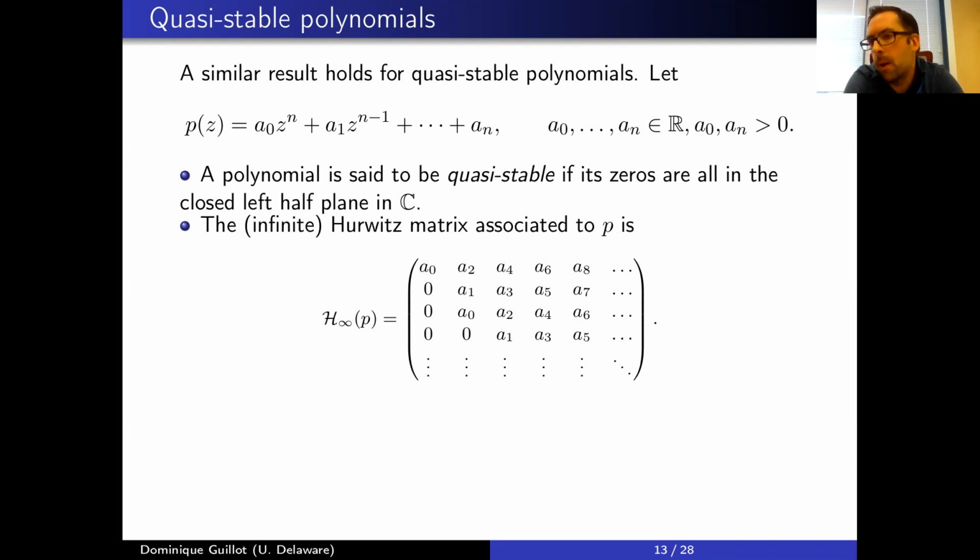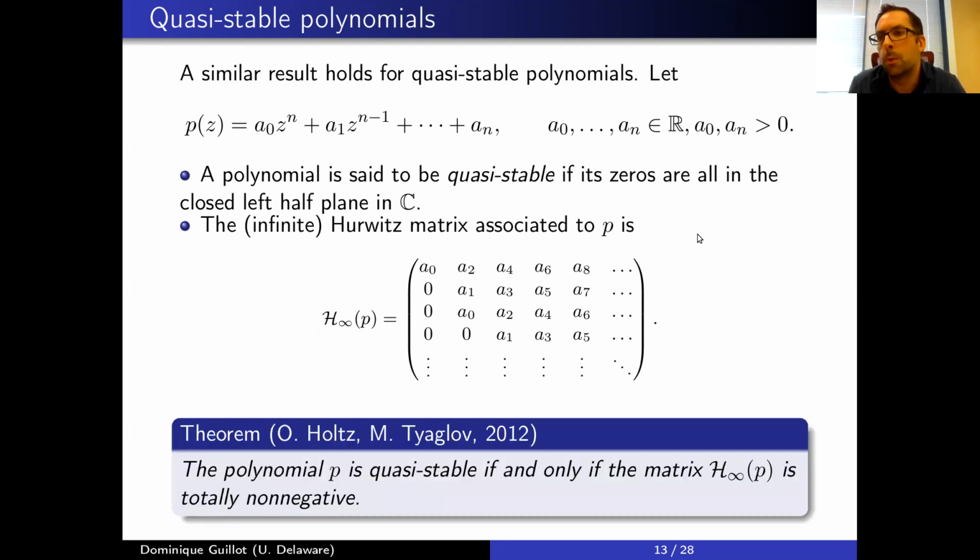So in order to characterize these polynomials, we attach a different kind of matrix to P. We build the so-called Hurwitz matrix associated to P. And then much more recently, so the result that I showed you before was from the 50s, but in 2012, it was shown by Holtz and Tyaglov that a polynomial P is quasi-stable if and only if that Hurwitz matrix is totally non-negative. So again, total non-negativity is used here in order to characterize the roots of polynomials.